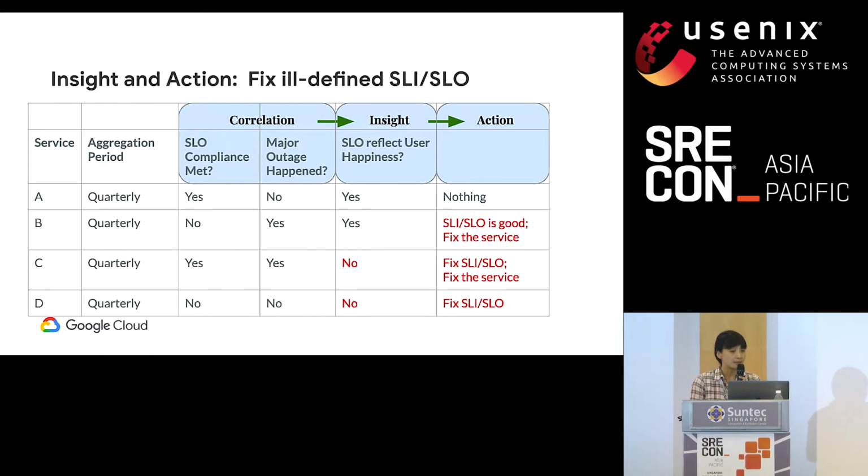For Service C, we found out the SLO doesn't accurately reflect user happiness, so we need to take actions to adjust the SLI, SLO, and fix the root cause of the outage. For Service D, the correlation also indicates that SLI, SLO doesn't indicate user happiness, so we need to do something to adjust our SLI and SLO.